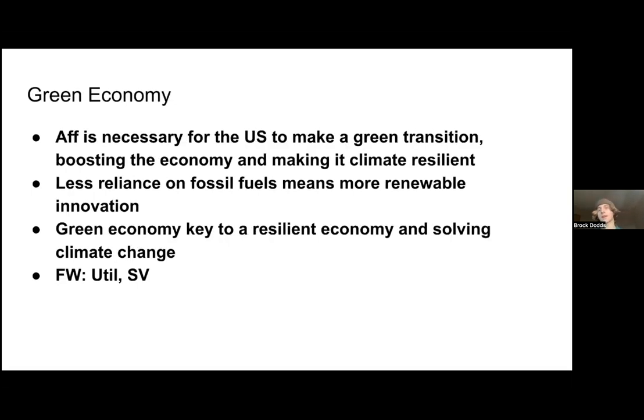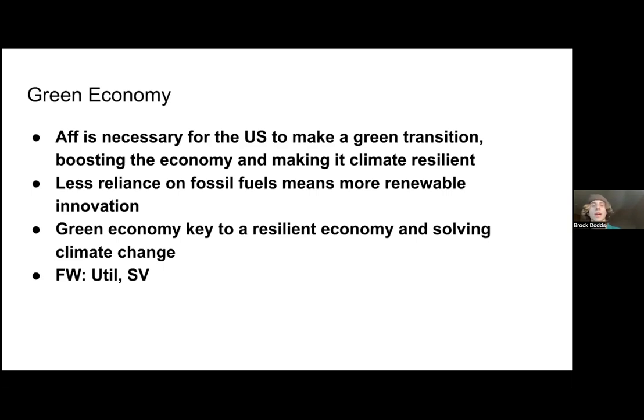Again, another one that can interrelate with the other arguments, but is still worthy of talking about on its own, is the idea of a green transition or a green economy. AF might try to argue that, look, if we're reducing fossil fuel production by this much, a quarter of fossil fuel production, that's going to help us make a green transition. It's going to boost the economy. It's going to make the economy in general more climate resilient.